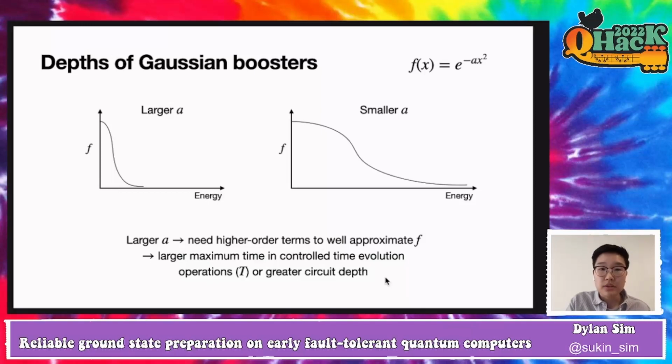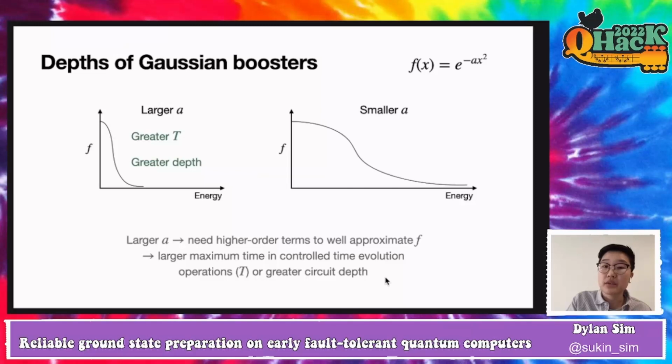To summarize what I just said, having a larger A in your Gaussian booster implies a larger T value, which means your booster will have greater depth than if you were to implement a booster with a smaller A value.